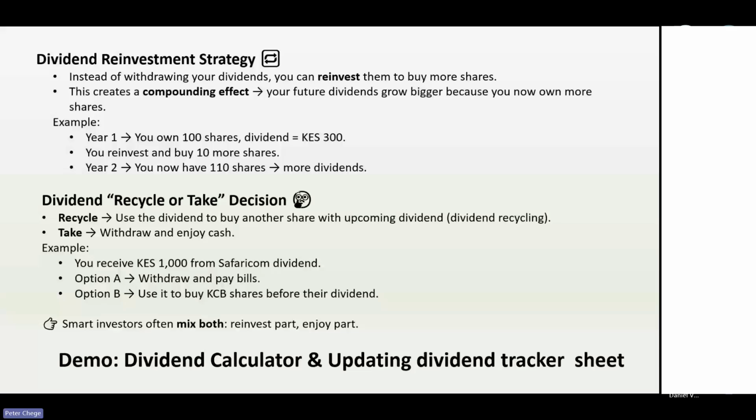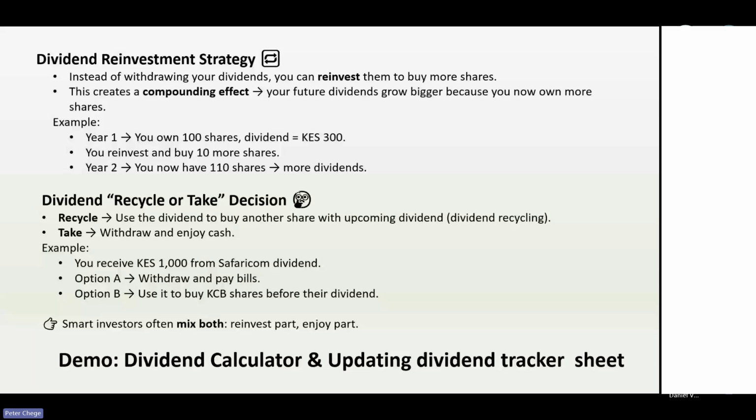So dividend reinvestment creates a compounding effect because the amount that you have received, you return it back to buy more shares that will give you dividend. Let's say it is KCB. You get that dividend, return it back, buy more shares. They give you dividend next time. When you get that dividend, don't use it, return it back, buy more KCB.